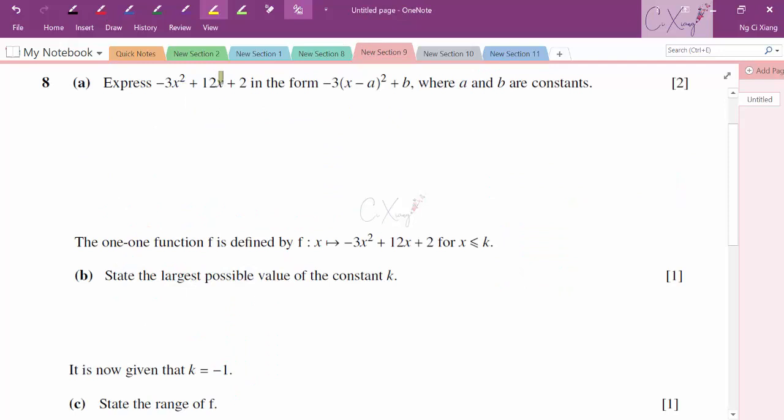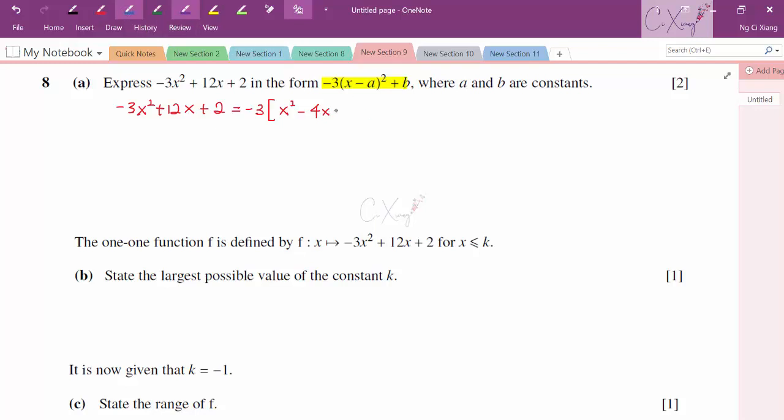Okay, so question number 8. They want us to express this expression in terms of the completed square form, where A and B are constants. Alright, so let's start. Before we do any completing square process, we need to factorize the coefficient of x squared so that it becomes 1. The coefficient becomes 1, alright? And then factorize out the negative 3, and that's why I'm having x squared minus 4x.